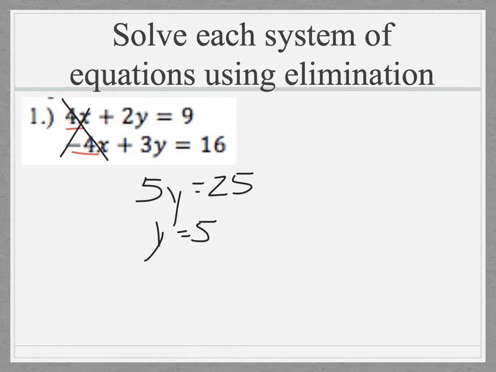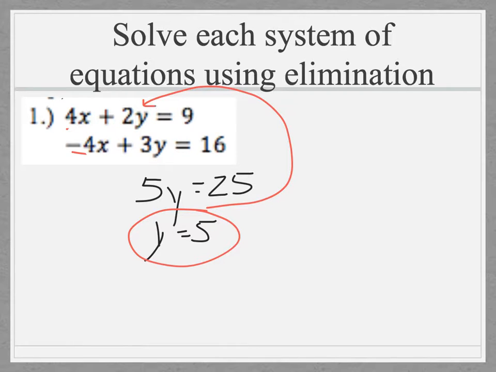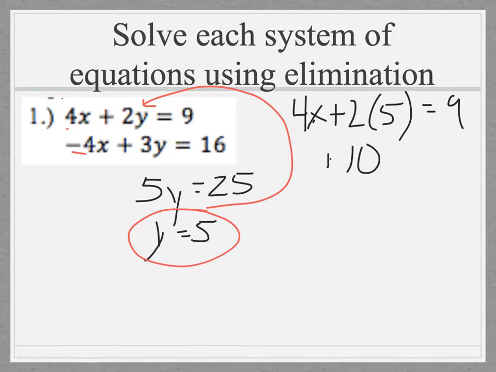And just like our other ones, we need to go ahead and plug it back in to figure out what the other variable is going to be. So I'm going to take this 5 and plug it in for the y in one of my equations. I'm going to pick the top one. So I have 4x plus 2 times our y, which is 5, equals 9. Okay, now let's go ahead and solve a little bit. So this is going to be 10. So 4x plus 10 equals 9.